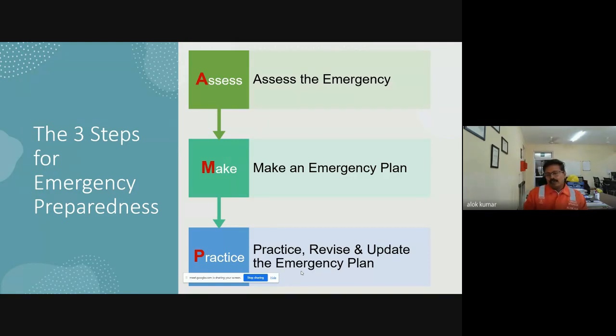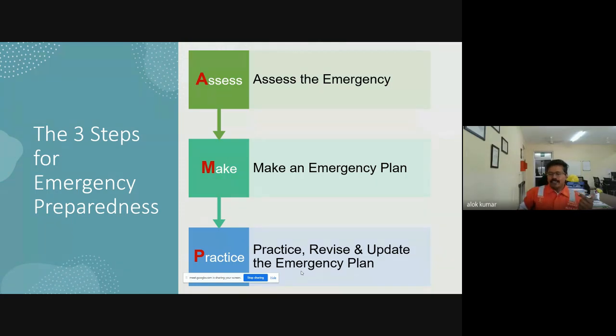Why do we need to practice? Unless we practice our emergency preparedness, we cannot make sure that the plan which we have made is effective or not. Let's say we have assigned some roles or responsibilities to the people working in that premises. If he or she has to perform any task during any emergency, then that person has to practice again and again, so that during any real scenario, that person can take the right action at the right time.